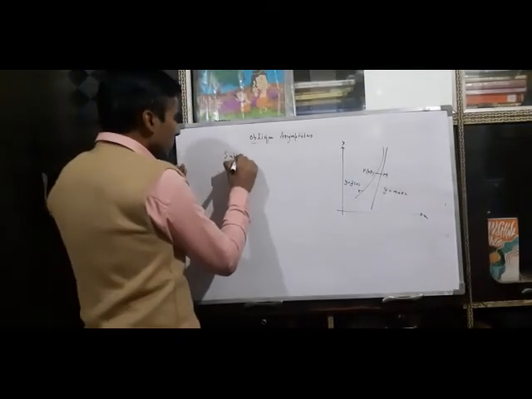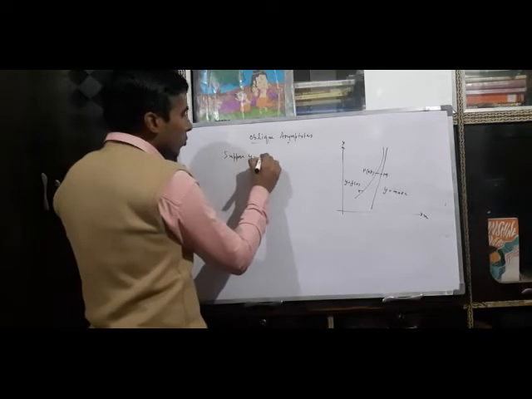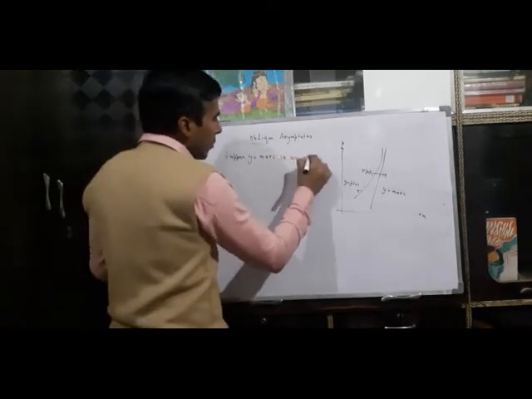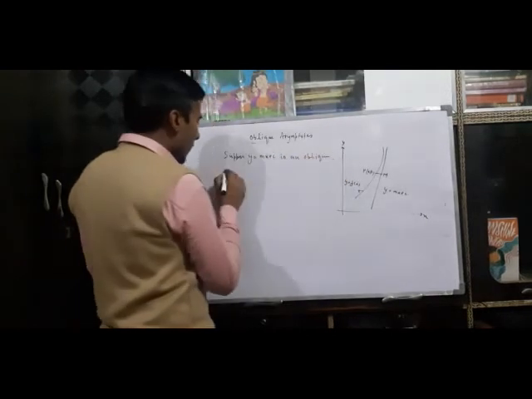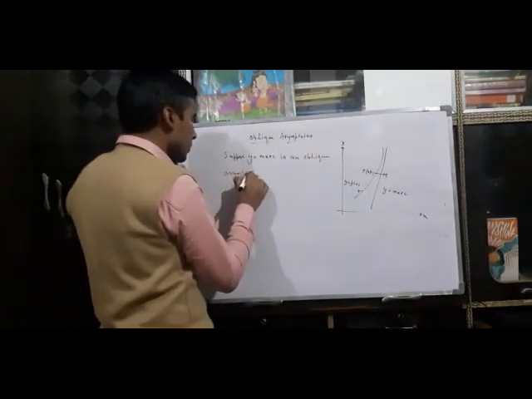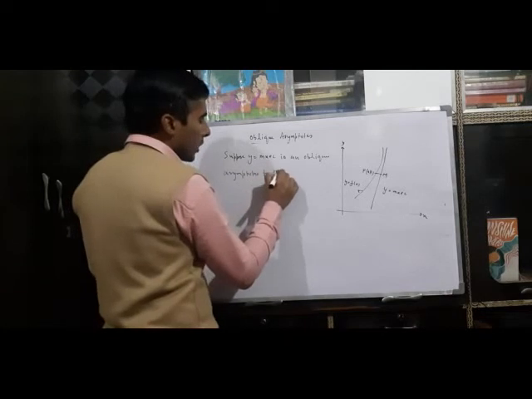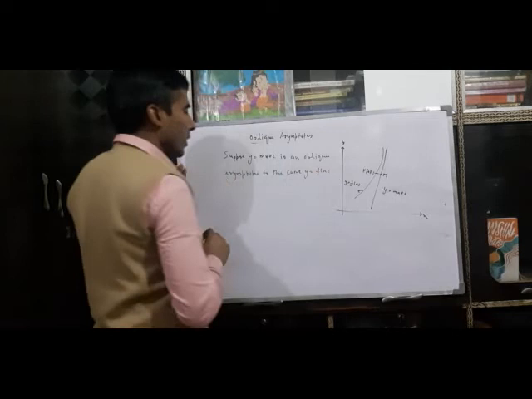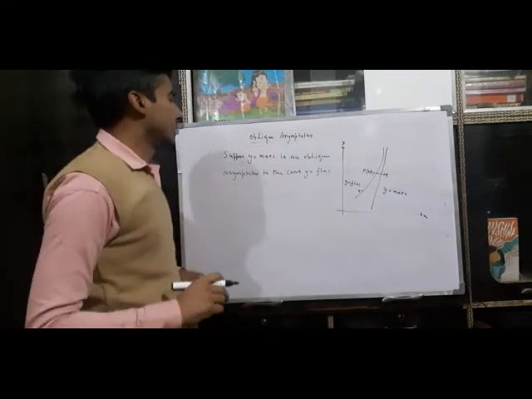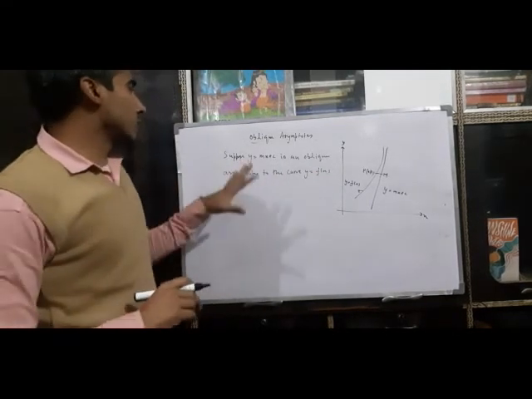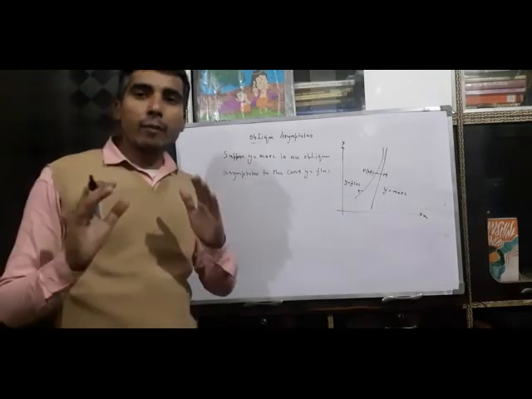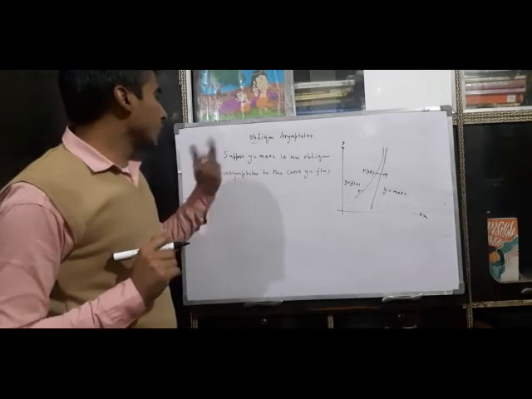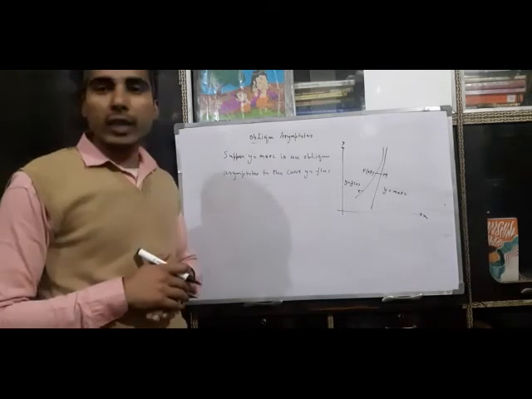Suppose y equal to mx plus c is an oblique asymptote to the curve y equal to f(x). Here m and c are finite. That means to determine the oblique asymptotes, here we have to determine the value of m and c. If m and c are finite, then we can find the oblique asymptotes to the given curve.